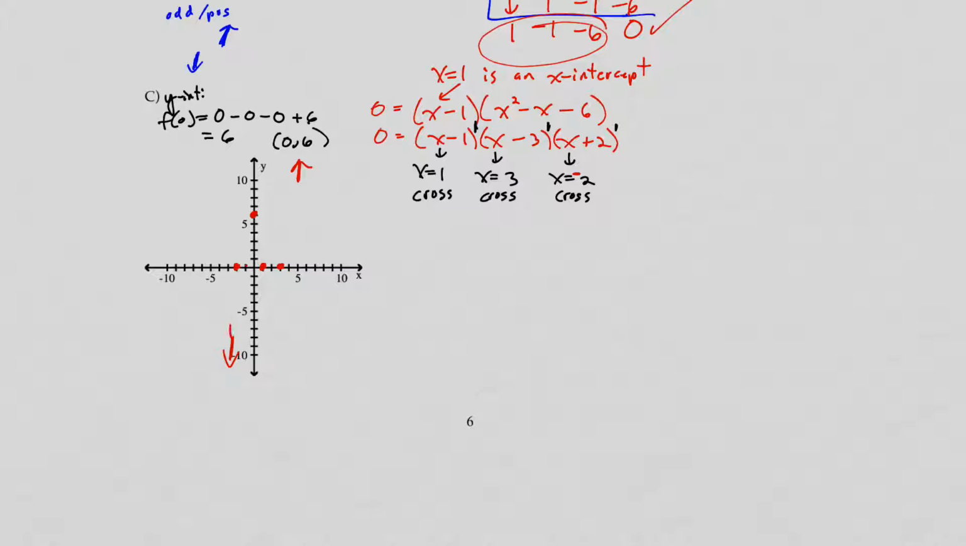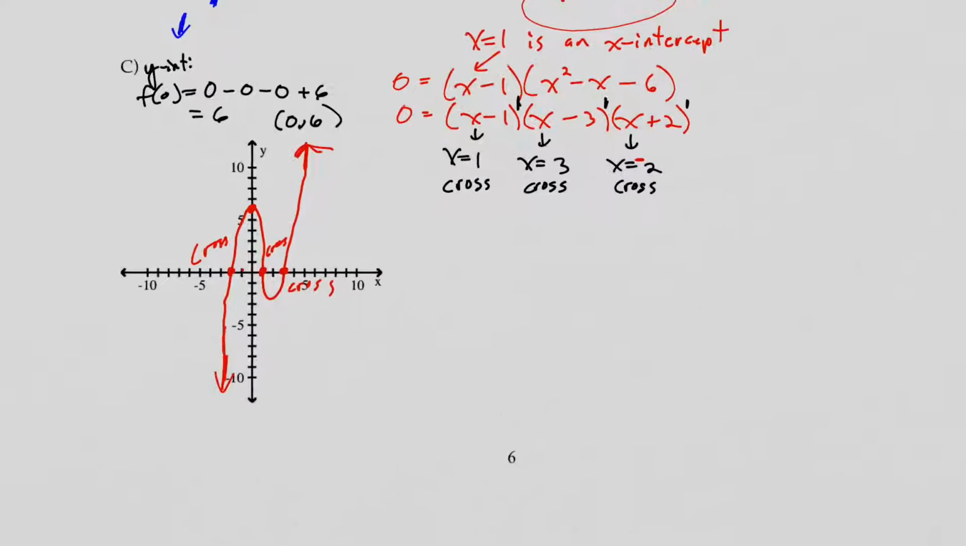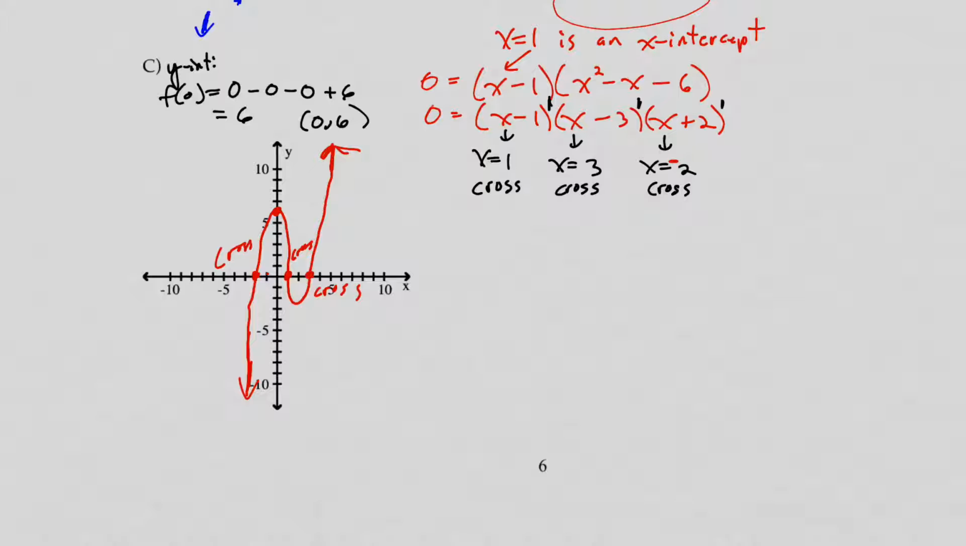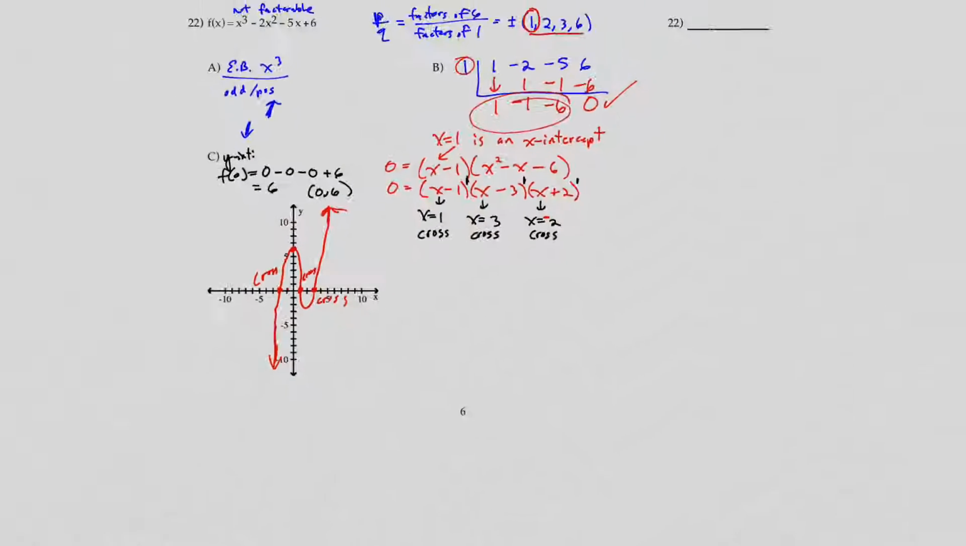So we need to go from our end behavior, cross, come back down, cross, and somewhere turn back up and cross again. Okay, so that's a cross, cross, and a cross. And there you have it. A nice little sketch without using calculus to find the graph of a polynomial. And we are good to go.